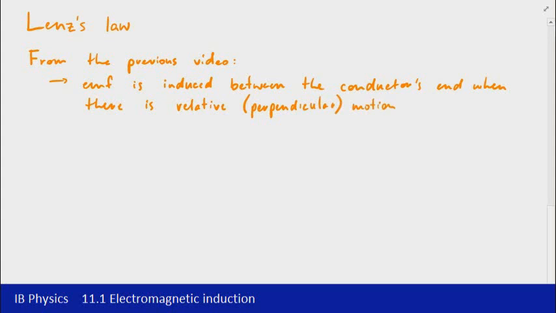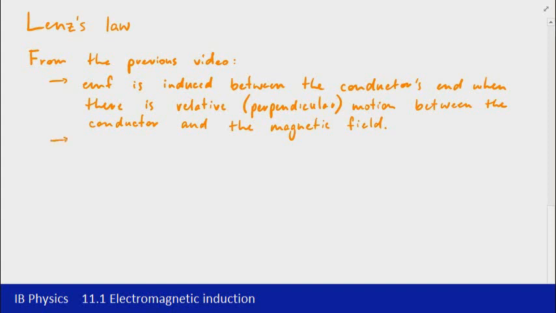So motion between the conductor and the magnetic field. So that EMF is always going to be induced, whether that conductor is connected to anything else or not. The EMF will be induced between the ends of the conductor. That's due to the separation of the charges, positive and negative, between the ends of the conductor.